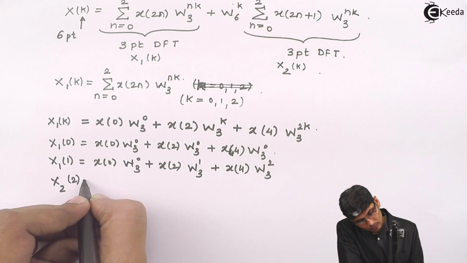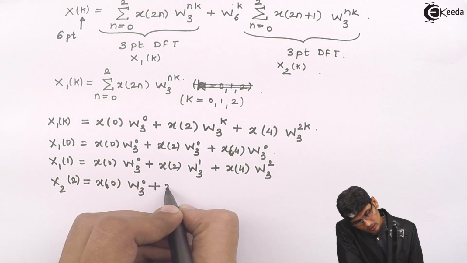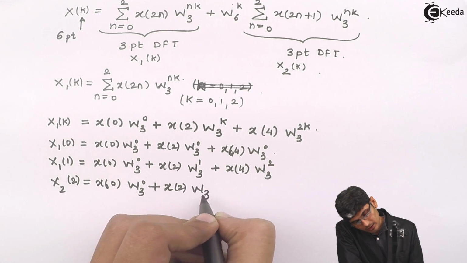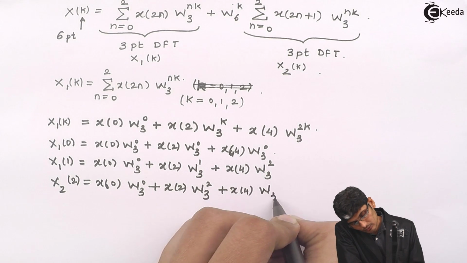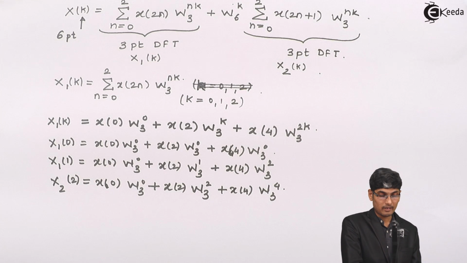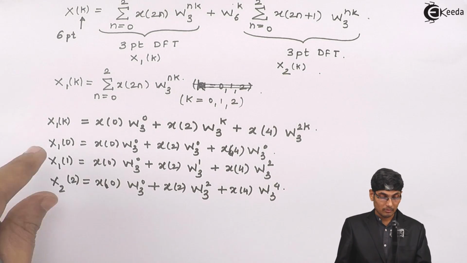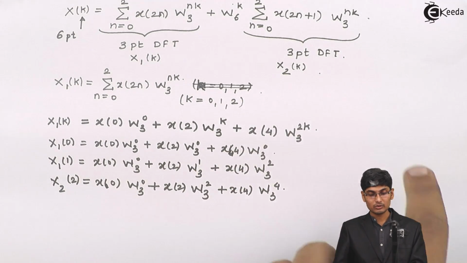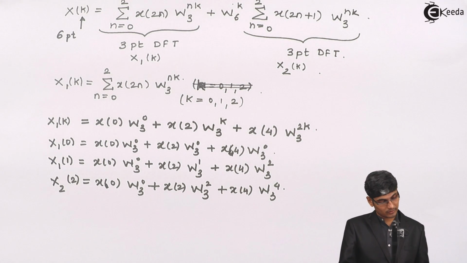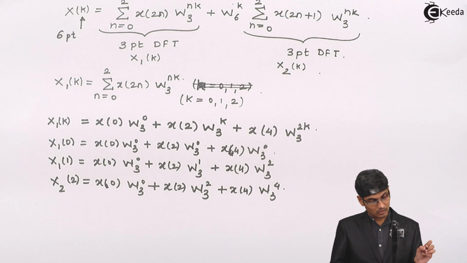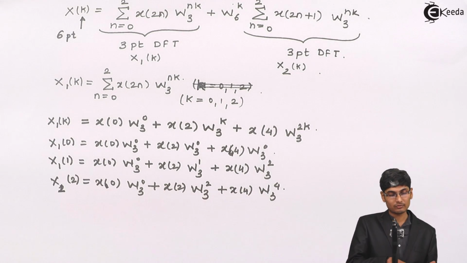Finally, X1 of 2 will be equal to x of 0 W3 raised to 0 plus x of 2 W3 raised to 2 plus x of 4 W3 raised to 4. Agreed? So these are the 3 sets that I am going to get from X1. Similar 3 sets you are going to get from this, but you see that the indices will be odd. This is not X2, this is X1 of 2. It belongs to X1 of k.